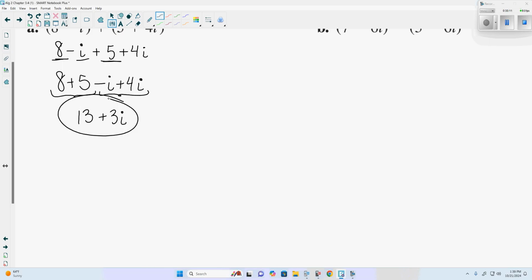So for the most part, we can treat i the same way we do a variable, except if it gets a power greater than 1, we've got to reduce it to i, negative 1, negative i, or 1. But with addition and subtraction, it almost works the exact same way as a variable. We can add or subtract them like terms. Questions on this here? We're ready for the next one.